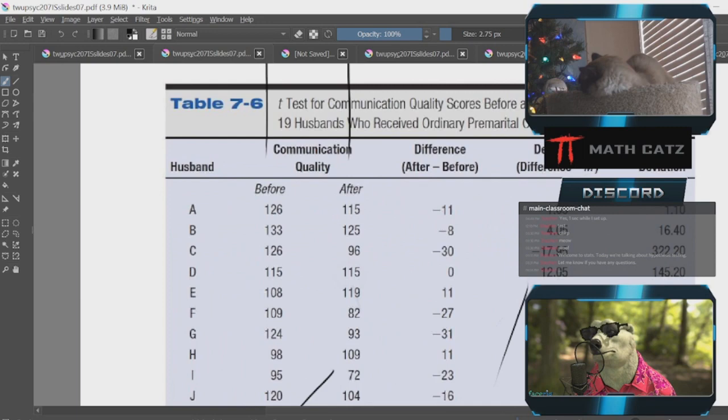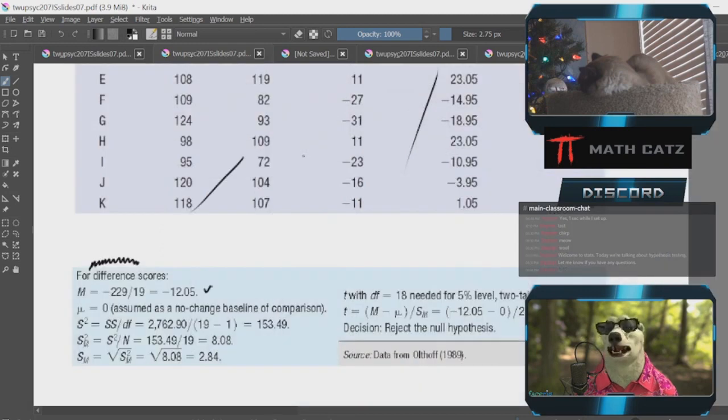We calculate the sample mean of difference scores. We estimate the variance because we do not have the population variance of difference scores. So again, we have 19 of them. We divide by 19 minus 1, sample size minus 1. We get the comparison distribution.